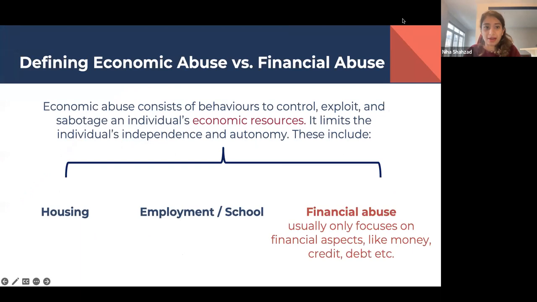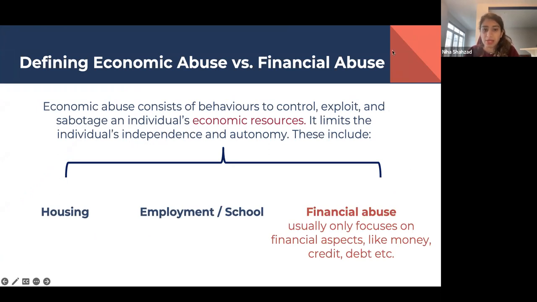So just defining economic abuse. Economic abuse means essentially a number of behaviors that either control or exploit or sabotage an individual's economic resources. Essentially, it's any way that an abuser can take to limit an individual's independence and autonomy.